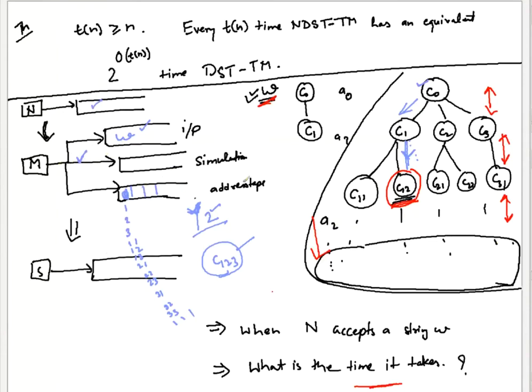Now one by one you're going to process the address, and this is a BFS search. You're going to talk about all the nodes at the first level, then the second level, then the third level, likewise. And suppose that C12 is accepting, when according to 1 and 2, you simulate this string W on this tape. So every time an address is found to be not accepting or invalid, you're going to again copy the content from the input tape to this tape and again start from the start configuration.